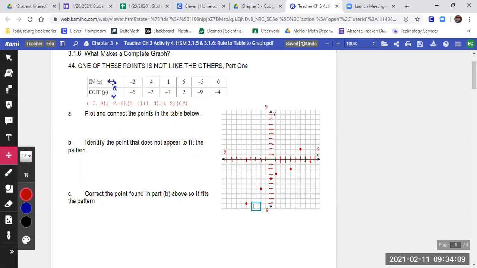This one was the -5, -9. The next one was the -2, -6.